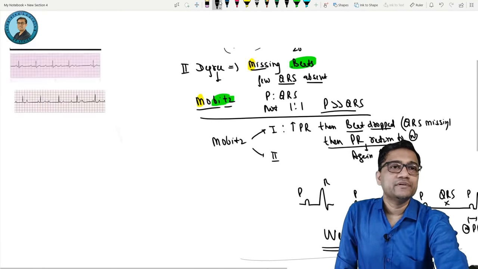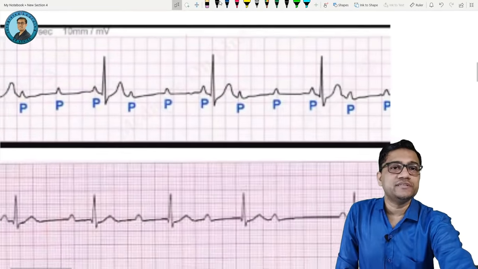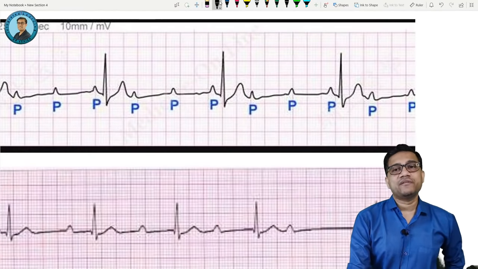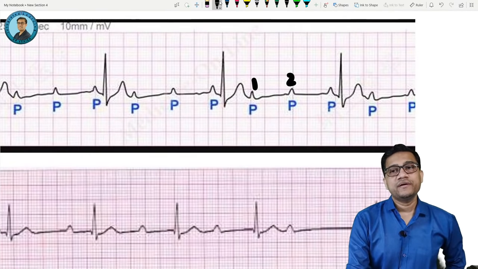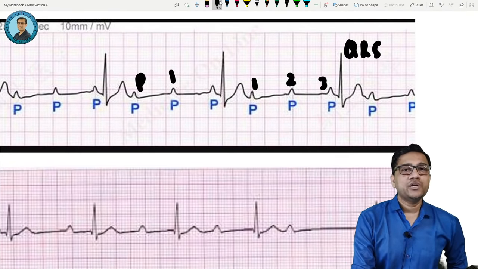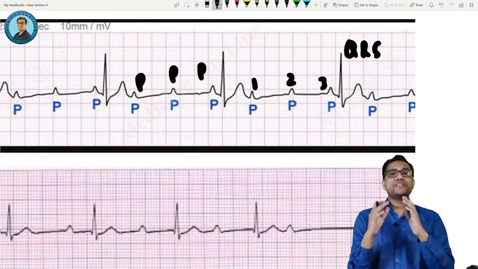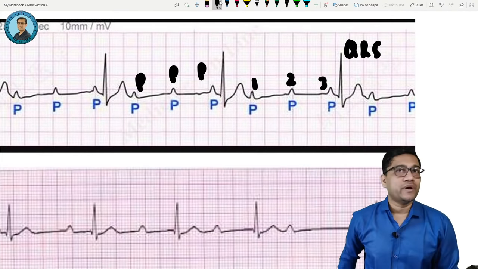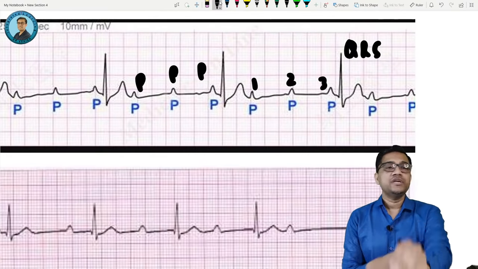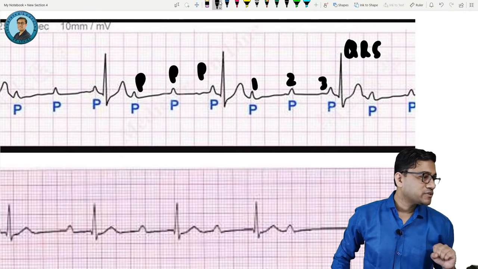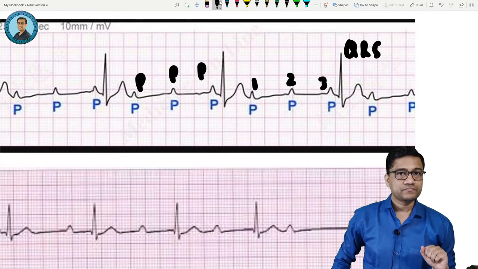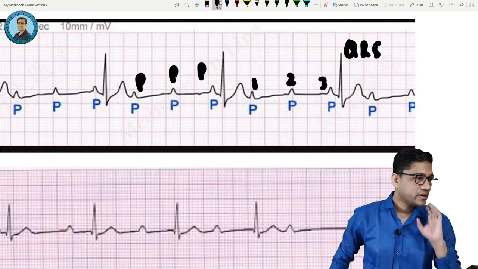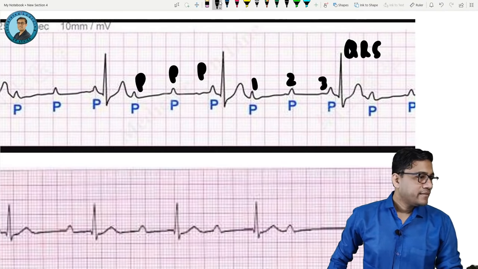So what did it look like? It looked like this. Can you see this? So how many P's are there? 1P, 2P, 3P, then QRS. Again, 1P, 2P, 3P, then QRS. So that's why there are 3 P's and 1 QRS. I hope it's clear. Okay. So, is it clear now?